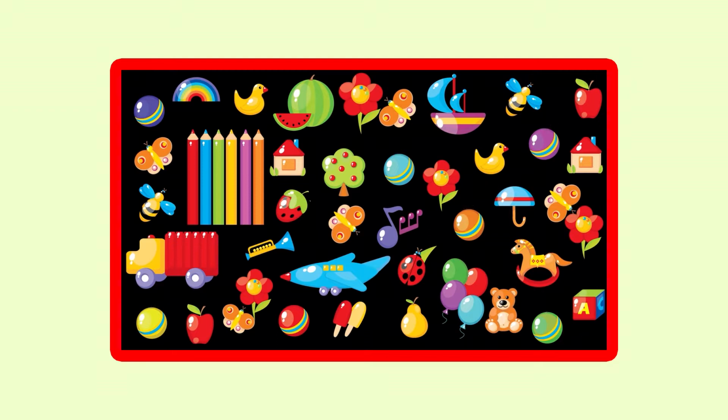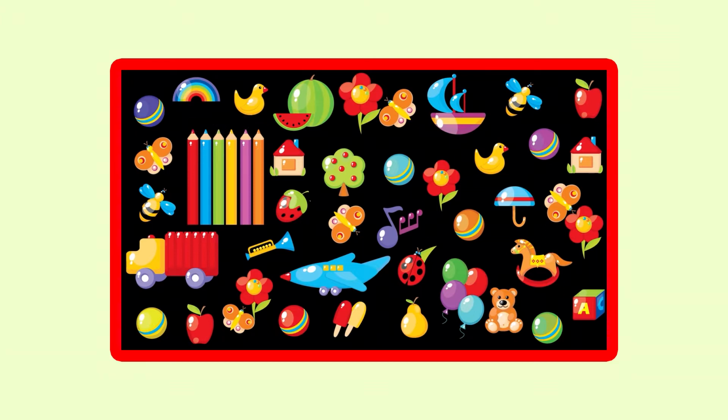Okay, now let's go on to the next question. Let's count the different vehicles. 1, 2, 3. There are 3 different vehicles here. Third question. How many color pencils are there? Oh, this one's really easy, isn't it? They're all together. There are 1, 2, 3, 4, 5, 6. 6 color pencils in this image.